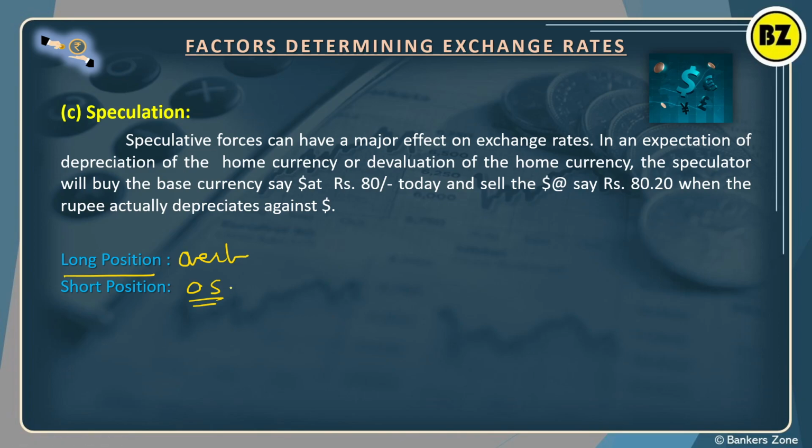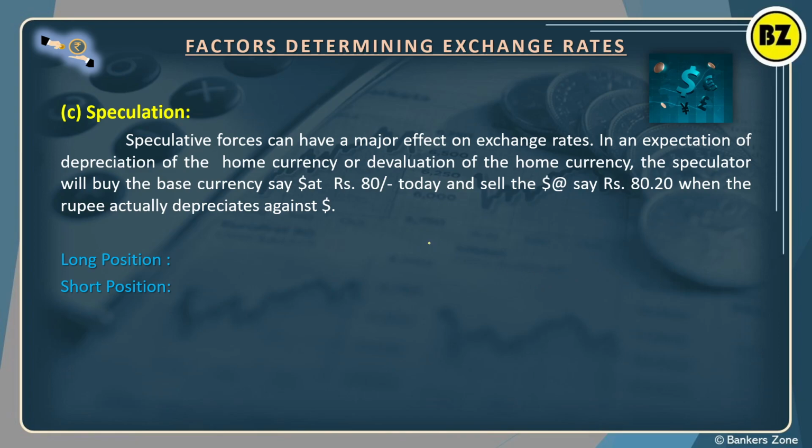Remember, the best example for a short position is the Hindenburg report on the Adani Group. They have taken the short position. So what is speculation? Speculation means you take either a long position or a short position. You purchase at 80, you sell at 80.2, you have earned 0.2 rupees per dollar. This is the speculation. Okay, so this is all about speculation.